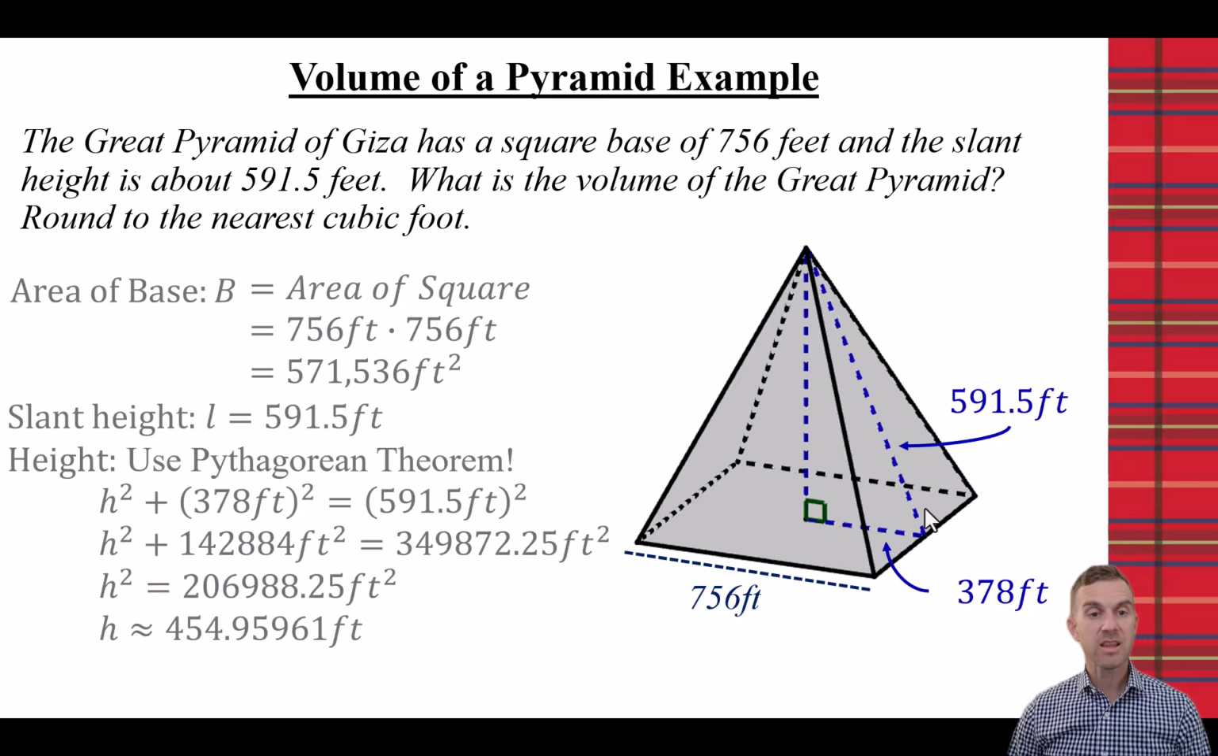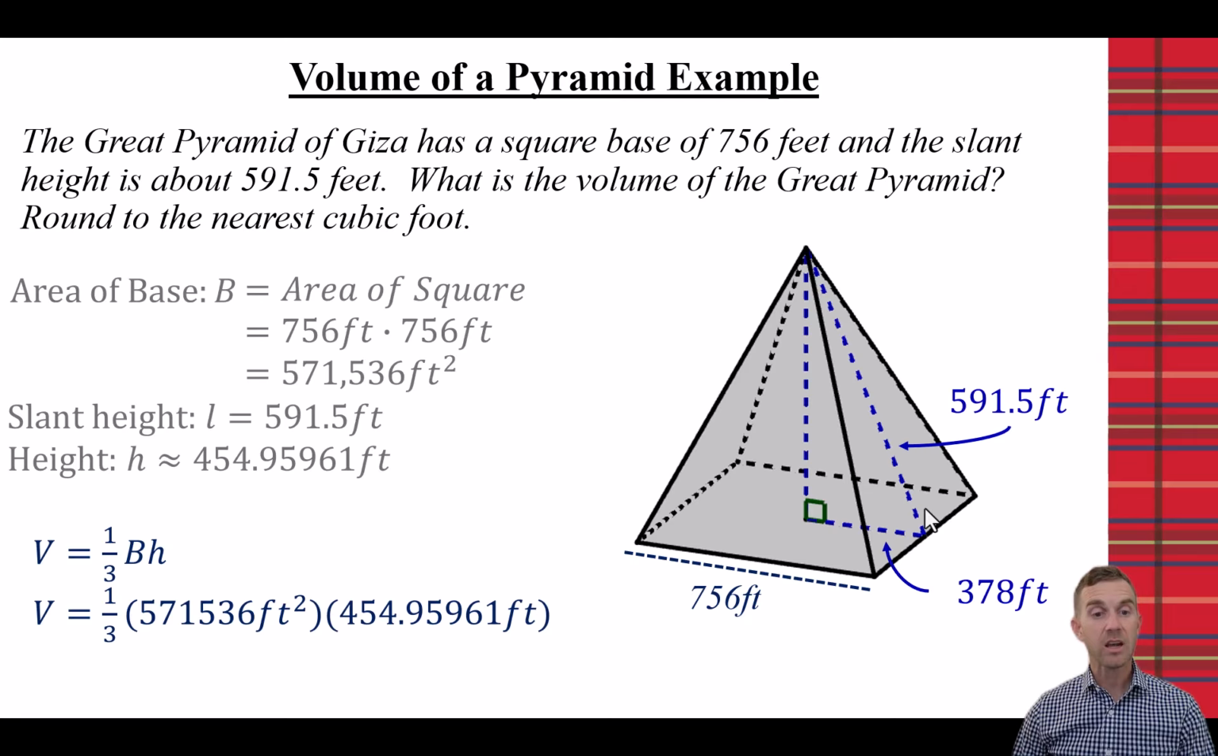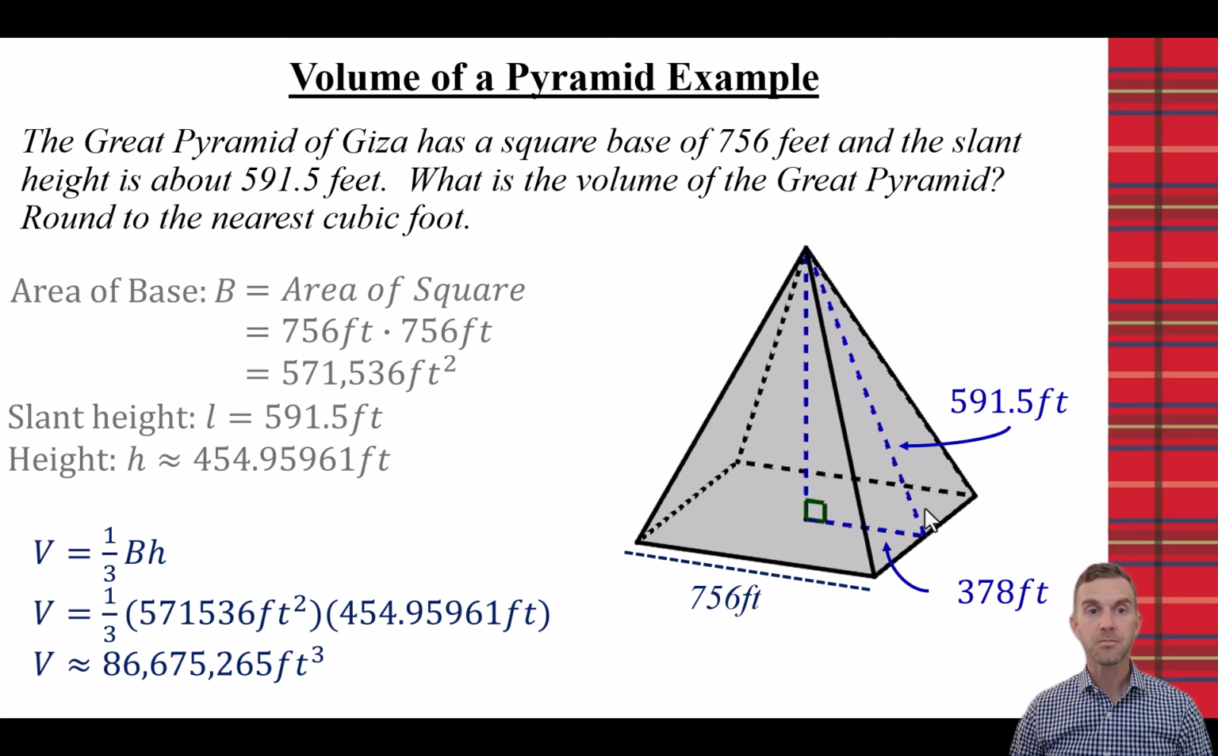So I'm going to use as much of that though to help us calculate the volume, because we know the volume for a pyramid is 1/3 the area of the base times the height. Well, we calculated the area of the base and we just calculated the height, and we're going to multiply through and then approximate to the nearest foot. So we're going to round to the ones place, which gives us approximately 86,675,265 cubic feet that it covers with its space.